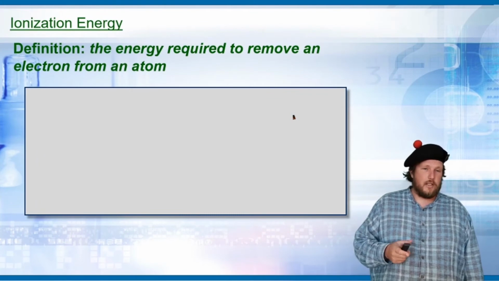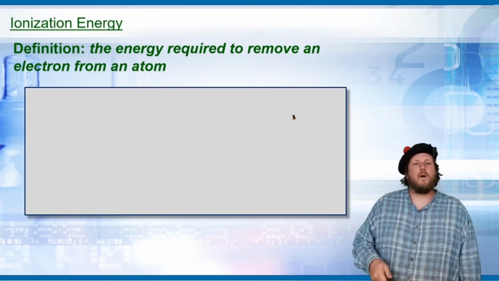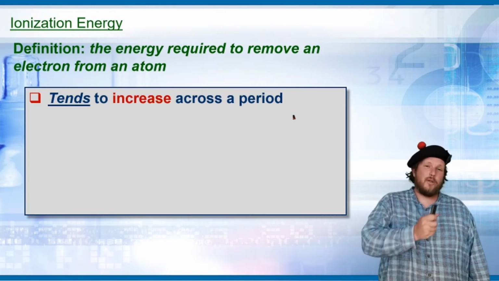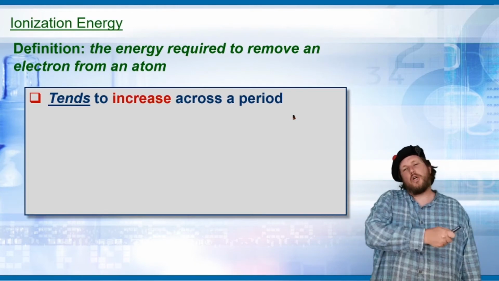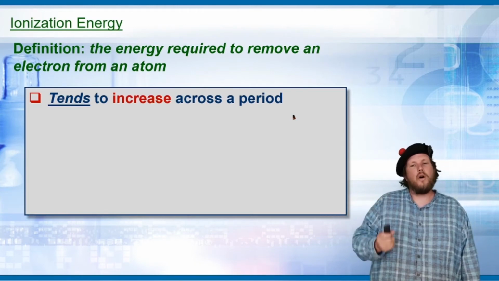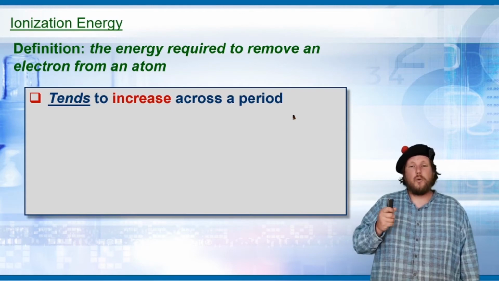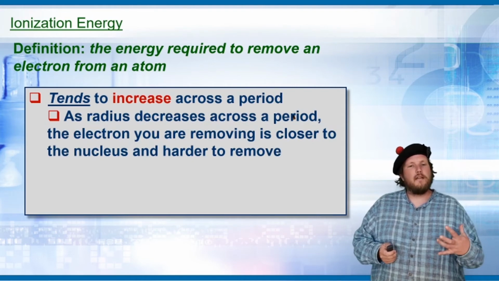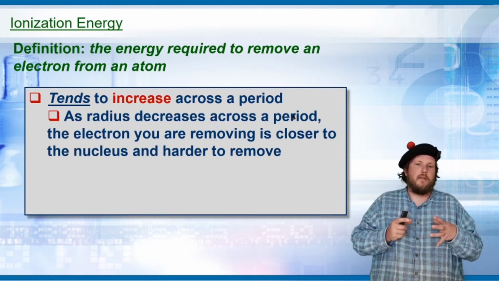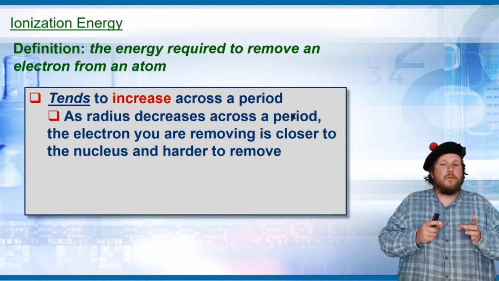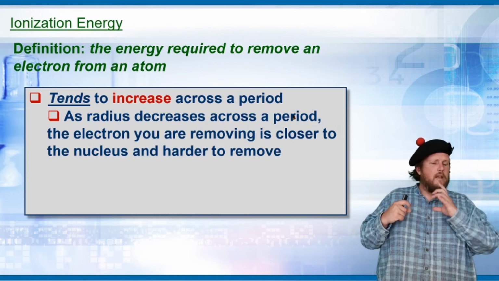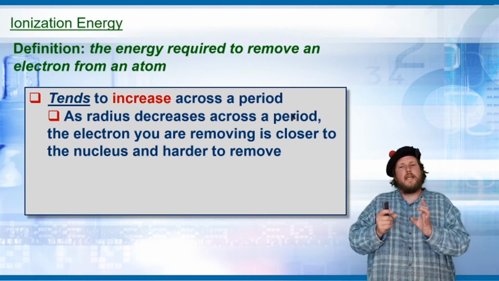So ionization energy is the energy required to remove an electron from an atom. It tends to increase across a period. So as you go across a row, it gets harder and harder to remove an electron. This is because as the radius decreases across a period, the electrons are moving closer and closer to the nucleus, and they're therefore harder to remove. Because remember, they're negatively charged, the nucleus is positively charged, so the closer they get together, the harder it is to pull them apart.